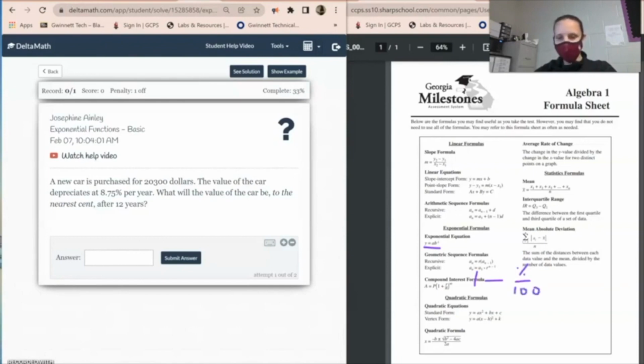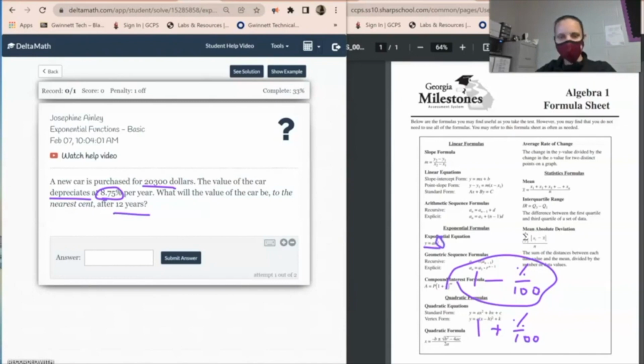And if it's increasing or gaining value, it's 1 plus your decimal divided by 100. Okay, so I just wanted to remind you of that. Then A is whatever it starts with. So for my question, this is what it starts with. It's depreciating, so I'm going to be using this one right here. Take the percent divided by 100, and then do 1 minus that percent. Then put X as 12.